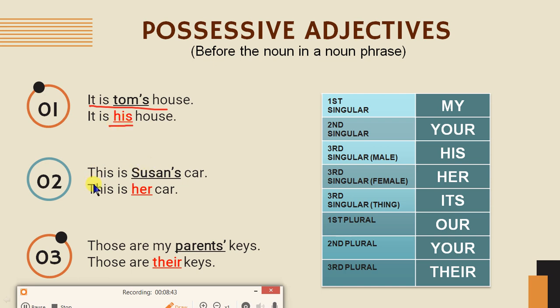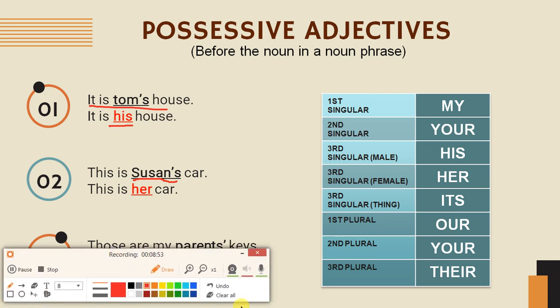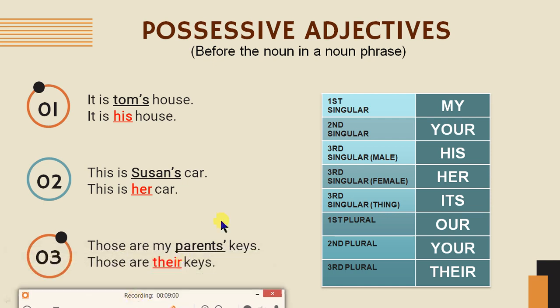Second example, this is Sushan's car. It means Sushan is a female child. So in behalf of Sushan we are using her. Just see how we will change. This is her car. It means Sushan we will replace by the word her.